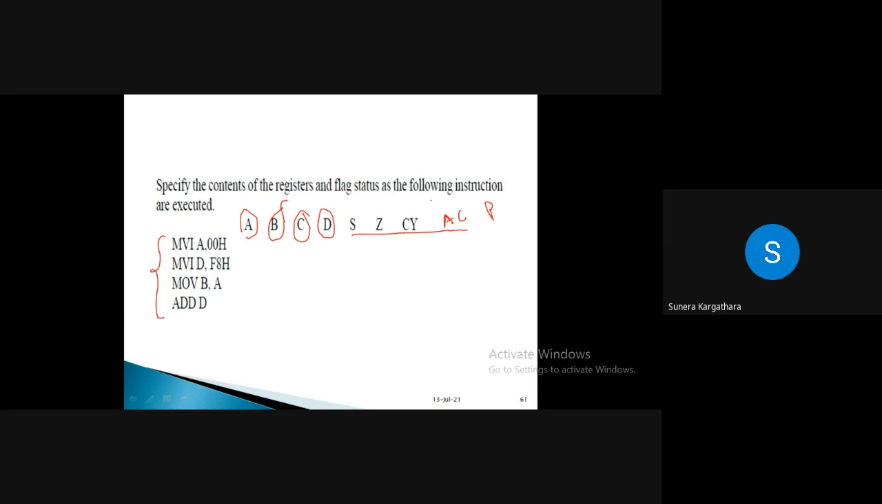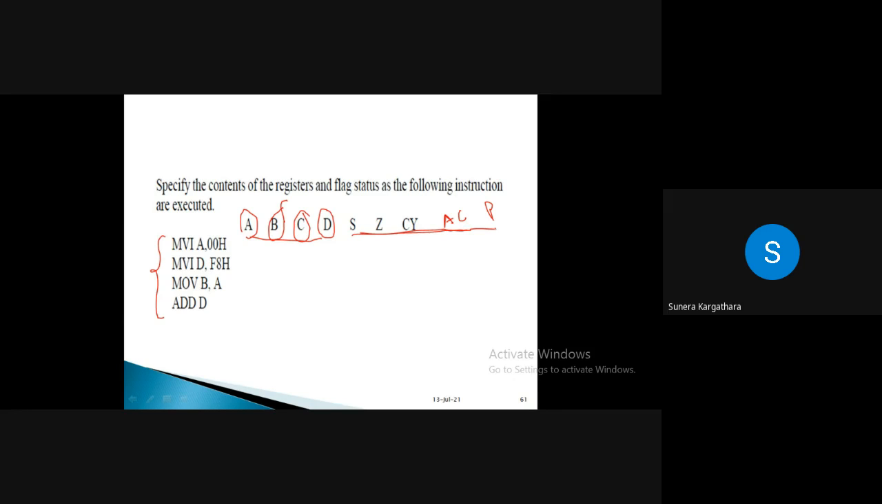Students, what you need to do here? One set of instructions is given to you. After executing this code, what will be the status of these registers and what is the status of these flags, that you need to tell me. Are you getting me, student?